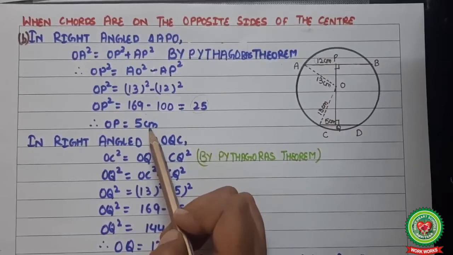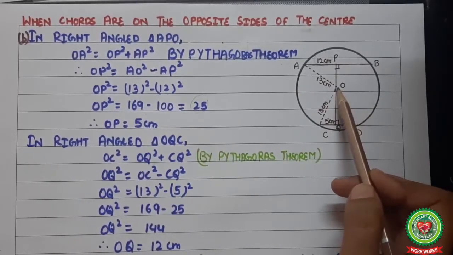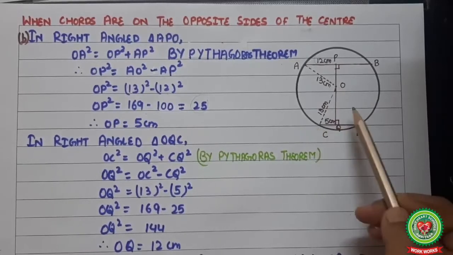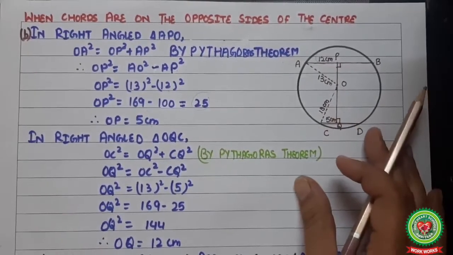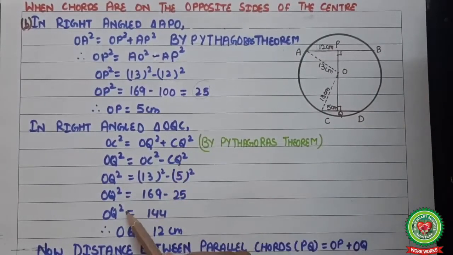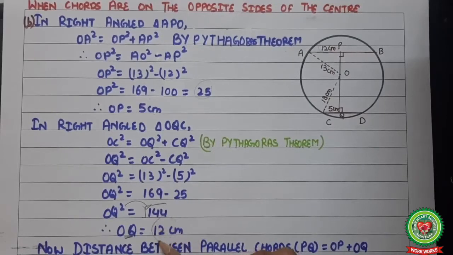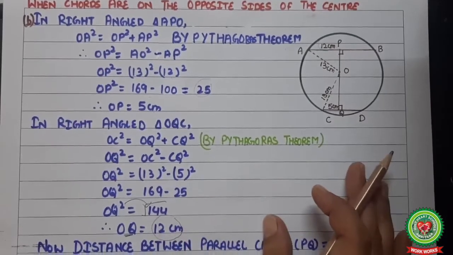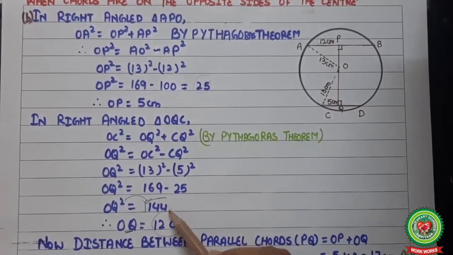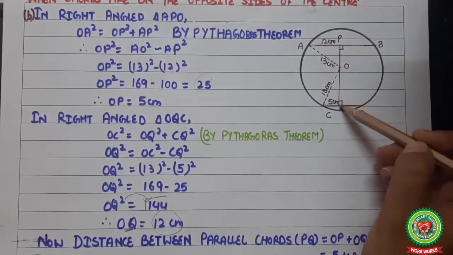5 centimeter. Now students, see the other right angle triangle, that is triangle OQC. Here also apply the Pythagoras theorem and put the values. From here, after doing the calculation and shifting of this square, it will become square root of 144. So here OQ will be 12 centimeters. Square of 12 is 144, so square root of 144 will be 12. So children, from here we'll get the value of OQ.